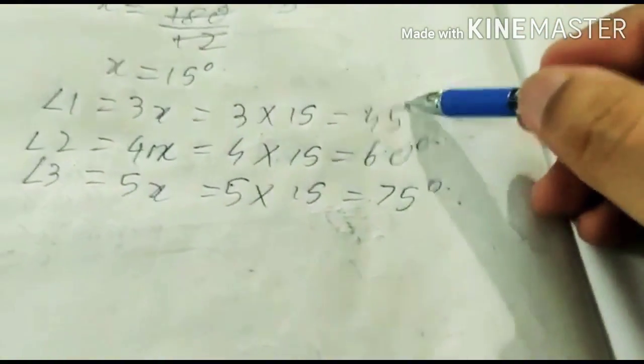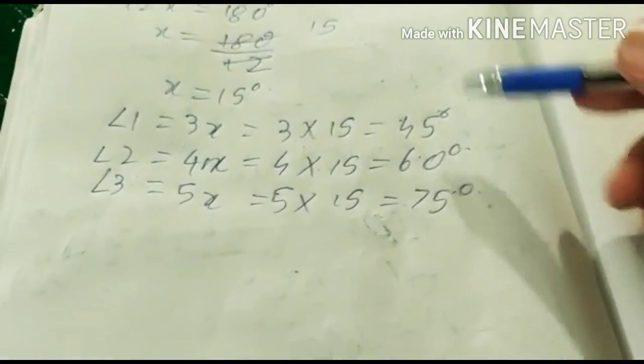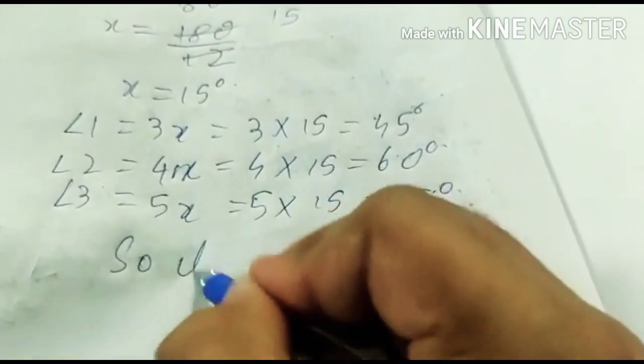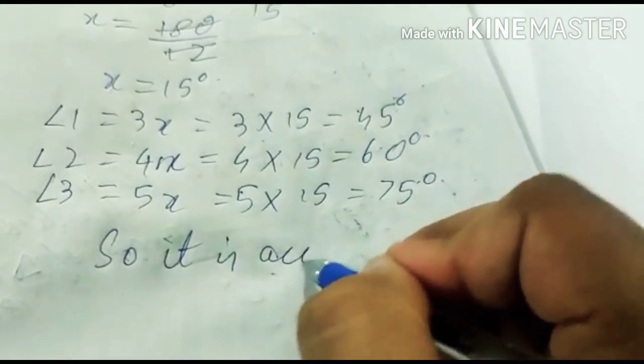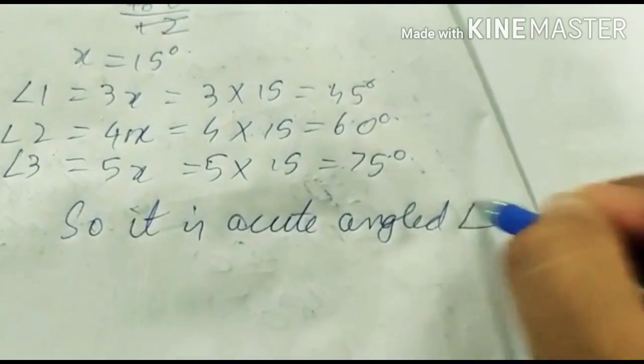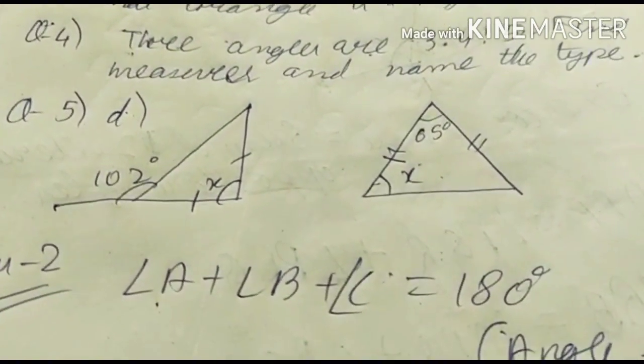And we have to name the triangle also. In this triangle, if you see, all three angles are less than 90 degrees: 45, 60 and 75. All three angles are less than 90 degrees. So it is an acute angled triangle. Our next question here is 5th D part.